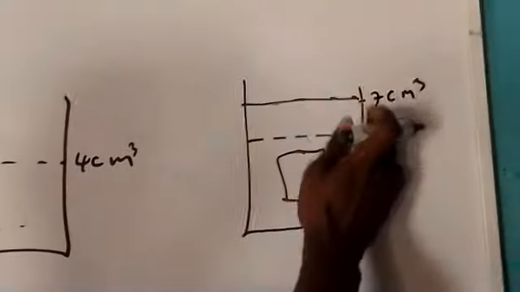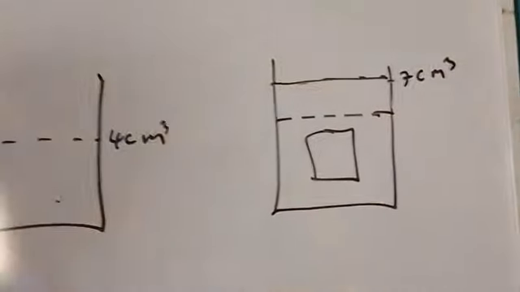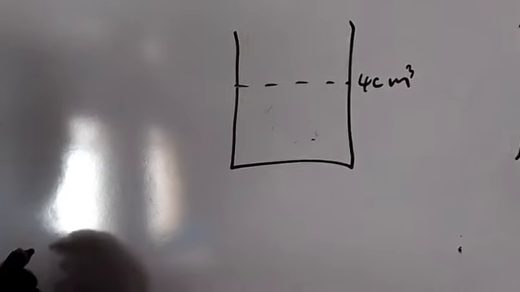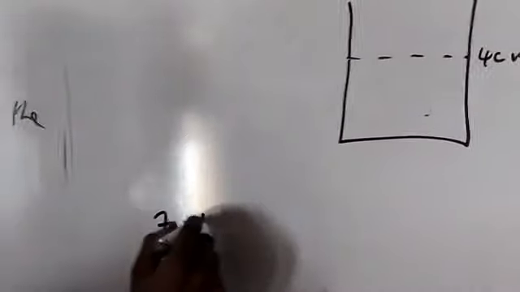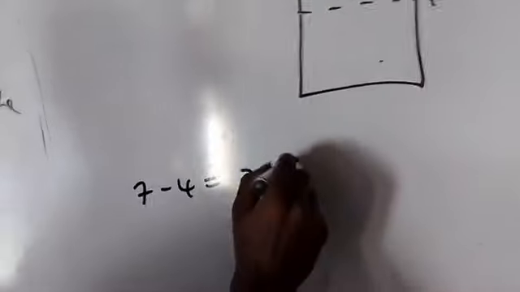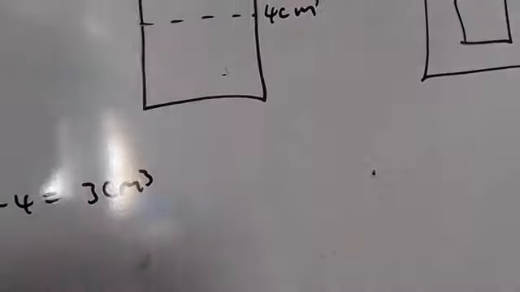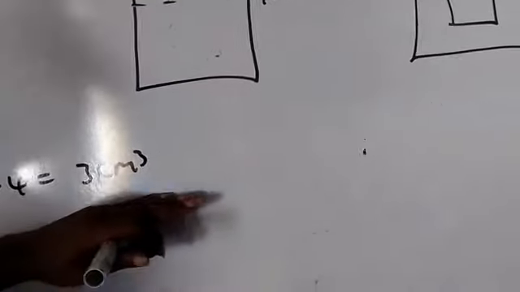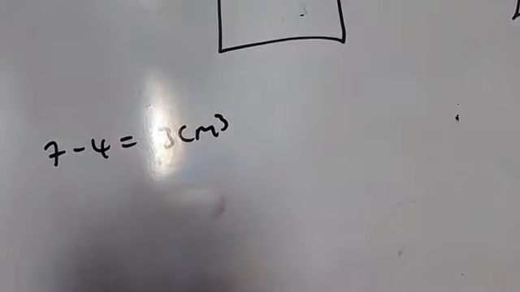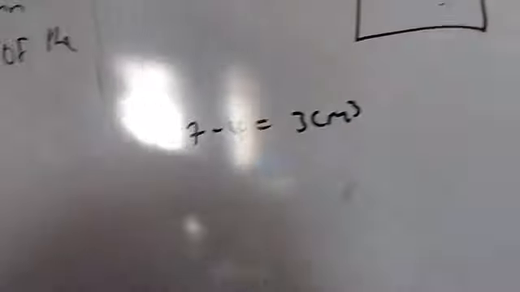So the increase in volume is 7 minus 4, which is equal to 3 centimeters cube. So the weight of this liquid displaced is equal to upthrust. If you measure 3 centimeters cube of water on a scale, what is the weight of it? It is equivalent to upthrust.